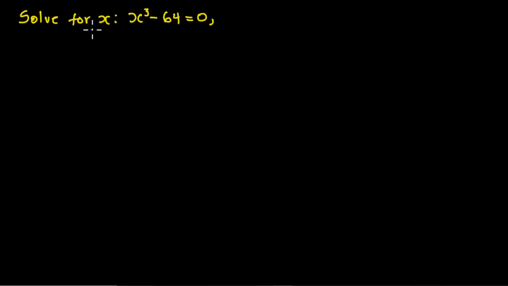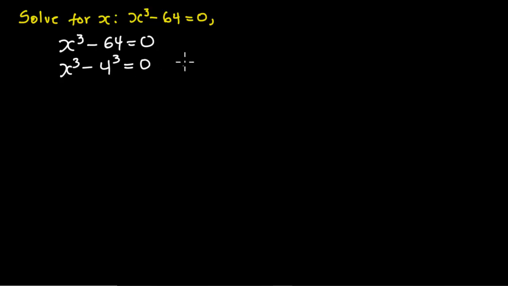In this video, we are asked to solve for x such that x exponent 3 minus 64 is equal to 0. So let me rewrite the equation: x exponent 3 minus 64 is equal to 0. Now from here, I'm going to rewrite 64 as 4 exponent 3, so we have x exponent 3 minus 4 exponent 3 is equal to 0.